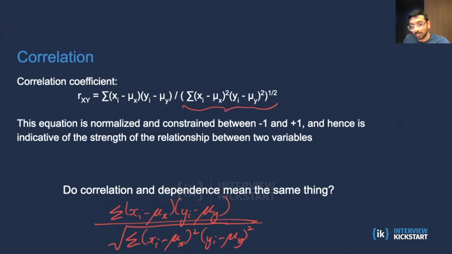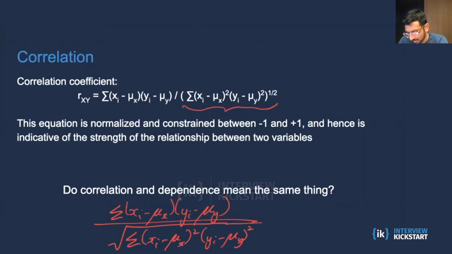This quantity will be between -1 and +1. We're not going to cover the proof of that over here, but that's just something to remember. So overall, this quantity is going to be normalized between -1 and 1. It's going to be indicative of the strength of the relationship between the two variables.